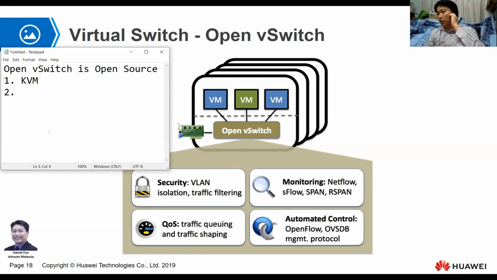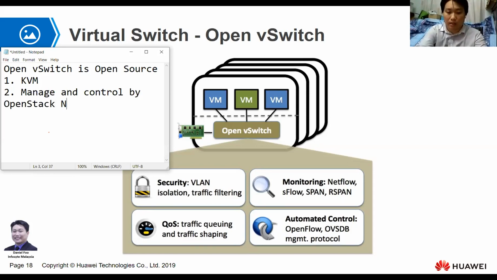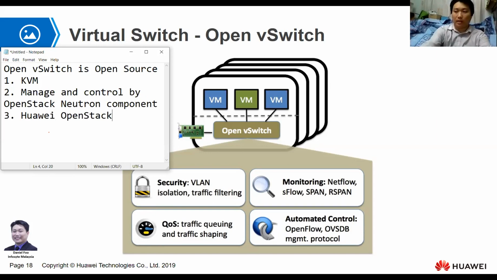So Open vSwitch can provide security, VLAN isolation, traffic filtering, QoS function to traffic shape your things, also port monitoring, etc. This can also be managed and controlled by the OpenStack Neutron component. So this is one of the things used in the KVM plus OpenStack solution in Huawei, the Huawei OpenStack plus KVM solution.